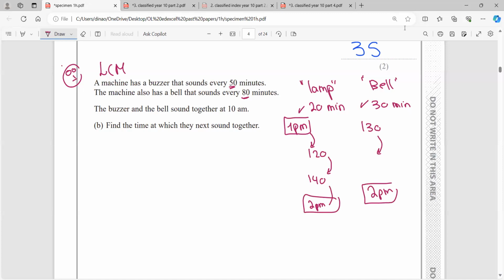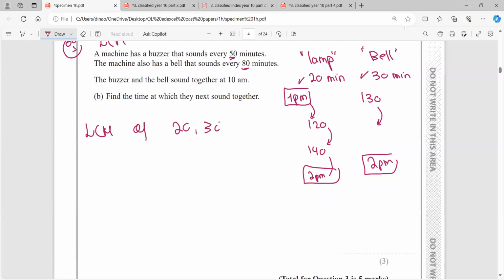If I think of finding the LCM of 20 and 30. Let's see, these are 20 minutes and 30 minutes. We will do it the traditional way: 20 and 30 both divisible by 2. 10 and 15 both divisible by 5.